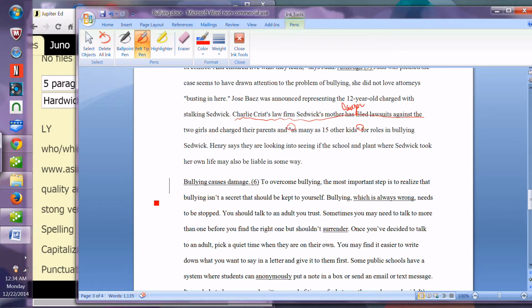Here's our next paragraph. So go ahead and tab over that. Bullying causes damage. And this is when you start addressing your reader as you. To overcome bullying, the most important step is to realize that bullying should not be kept to yourself. You should talk to an adult you trust. Sometimes you may need to talk to more than one before you. And so it looks like you're addressing the victim of bullying.